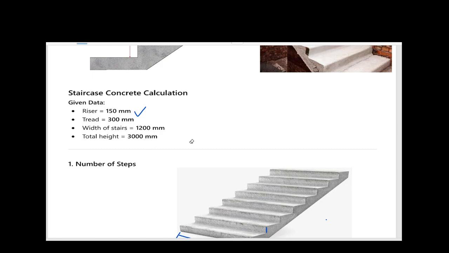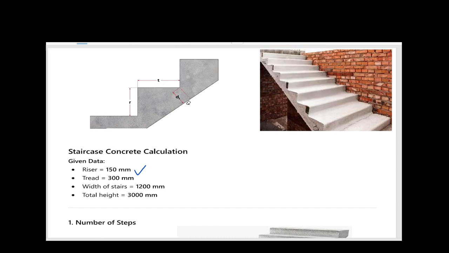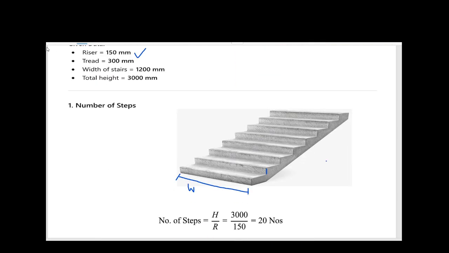3,000 mm. That means the height of the stair is given as 3,000. This is the total height of the stair. Generally, it is provided in a residential building. The total height is generally 3,000 mm, that means 3 meters.